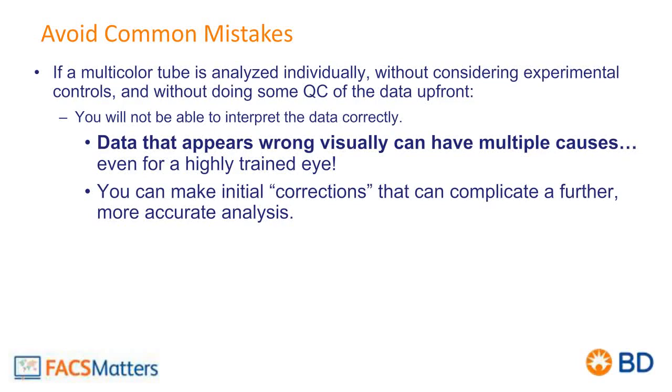So the mistake that we see most often for people doing panel design is they start doing the corrections directly on the multicolor. So they put together their panel, they run their multicolor panel, and they look at it and go, this doesn't look right, and then they start making adjustments into their compensation to try and correct it. So this can be very, very dangerous. And I can speak from having done this for 20, 30 years, that you can make changes that in fact make your panel worse, even though you think you're making it better.